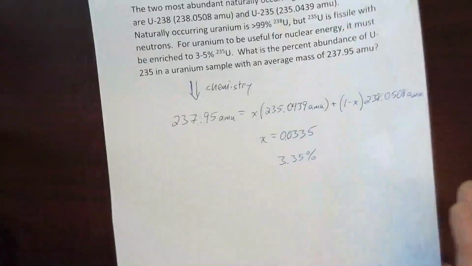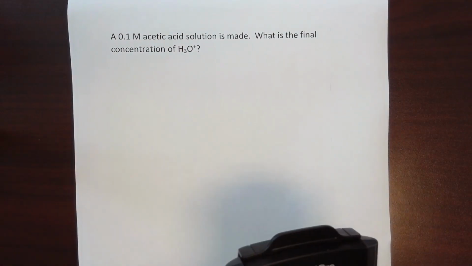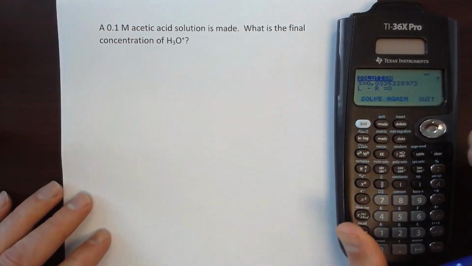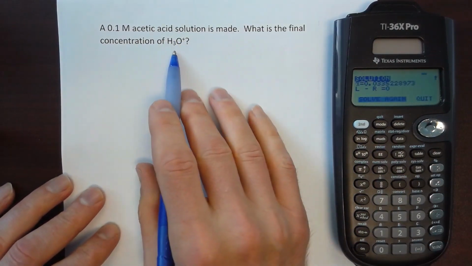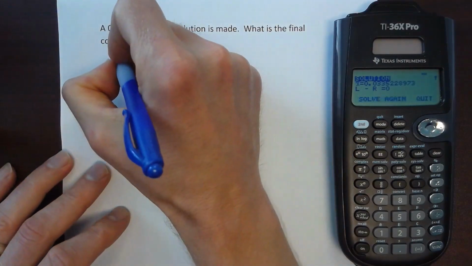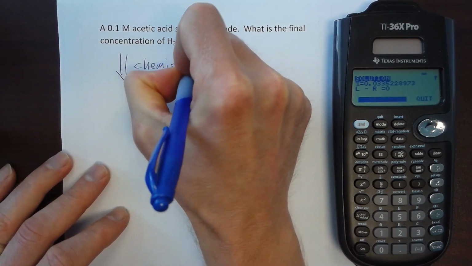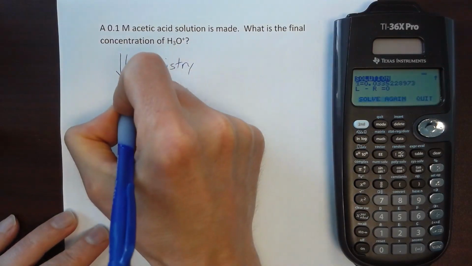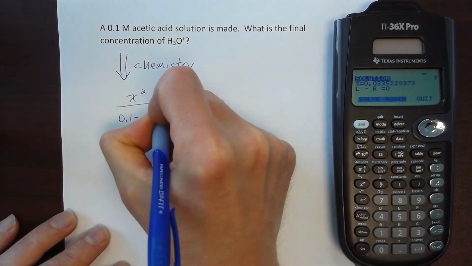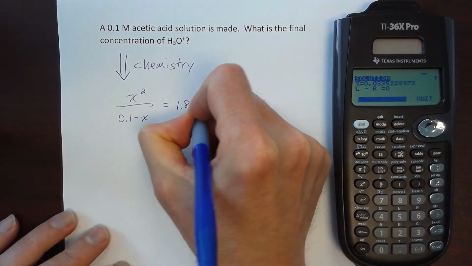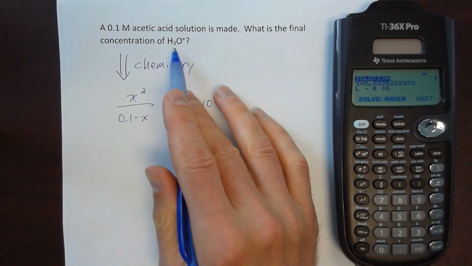Okay, let's look at another example. And this is an example from second semester general chemistry. A 0.1 molar acetic acid solution is made. What is the final concentration of hydronium ions? Again, we apply our chemistry knowledge to arrive at an expression. And this expression is x squared over 0.1 minus x is equal to 1.8 times 10 to the minus 5, where x is the hydronium ion concentration.